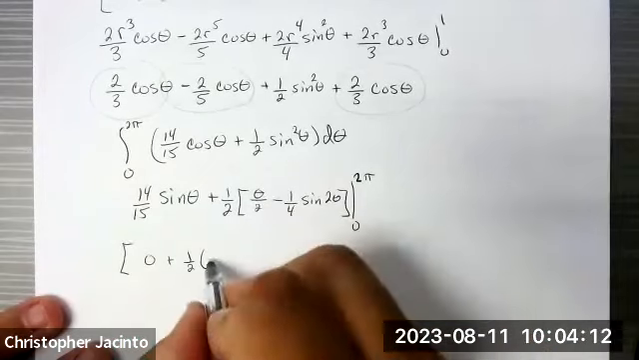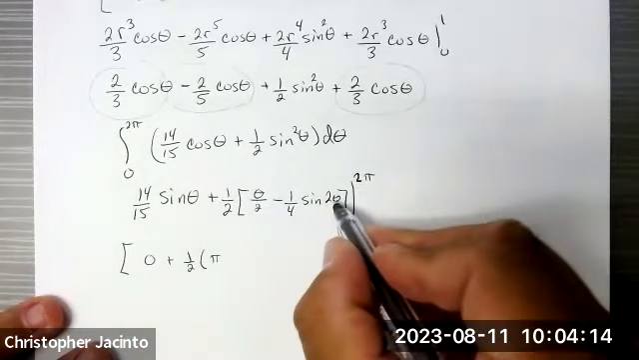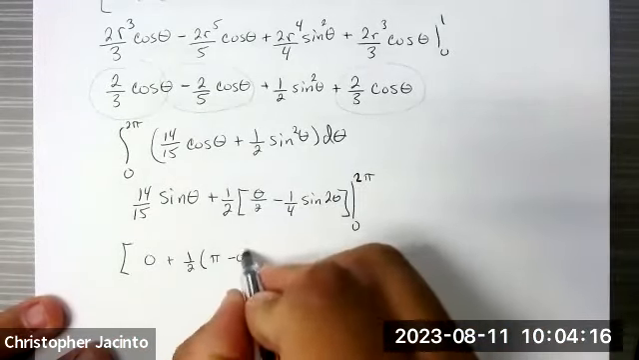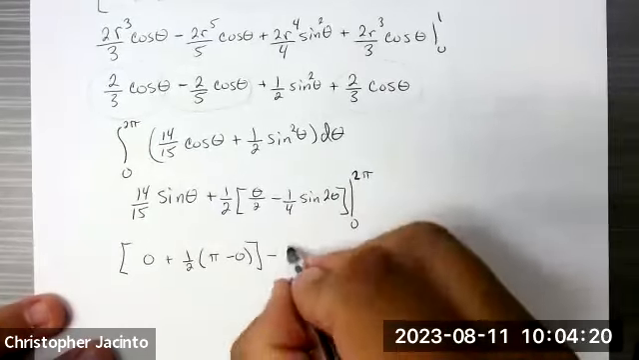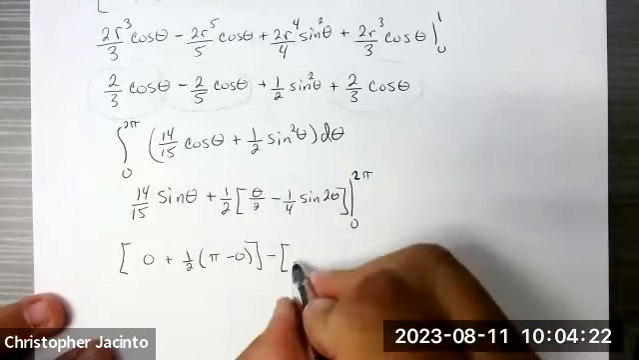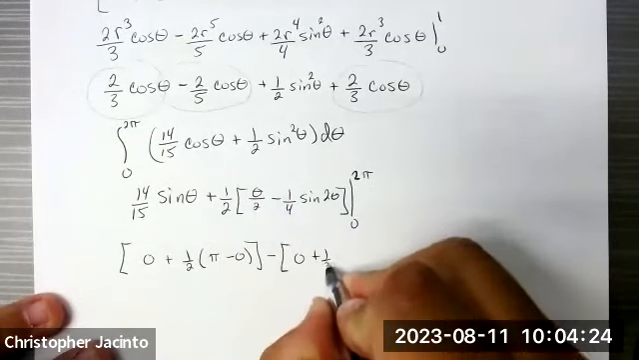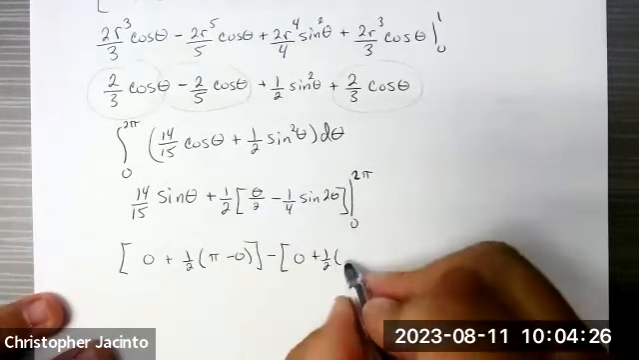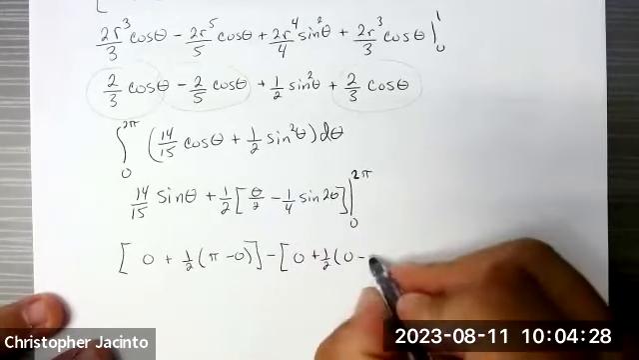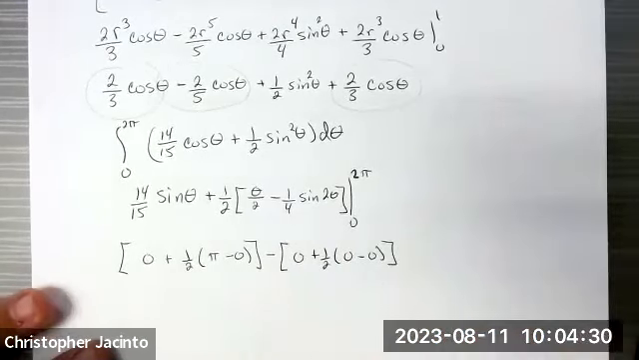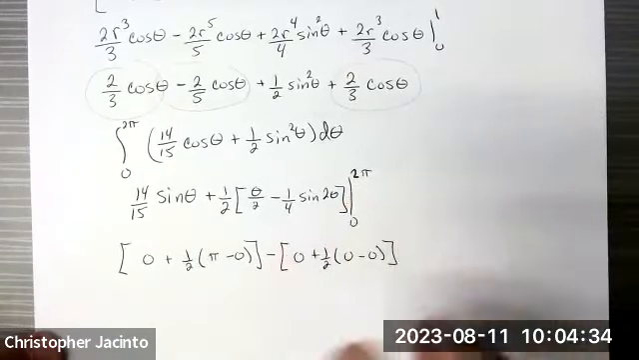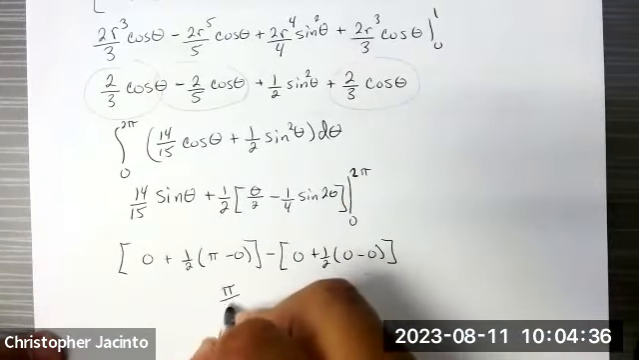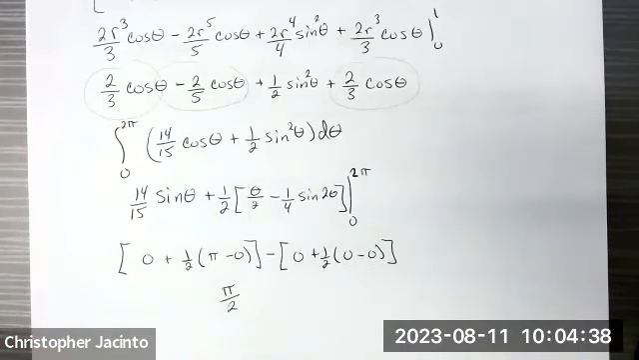And we're actually done because I plug in 2 pi, 0. Plug in 2 pi, this becomes pi. Plug in 2 pi, gives you 0. Plug in 0, that gives me 0. Plug in 0, that's 0. Plug in 0, that's 0. That's even nicer. So all that's gone. So literally we just get pi over 2.